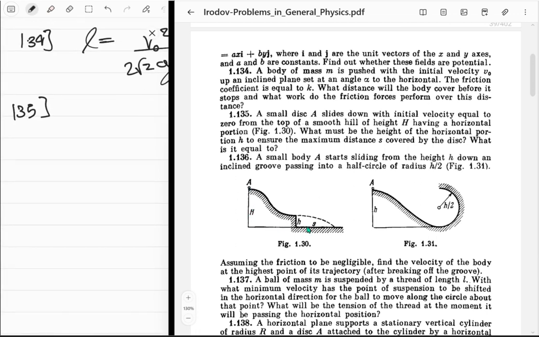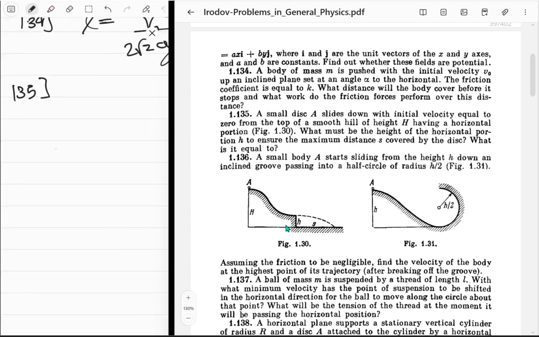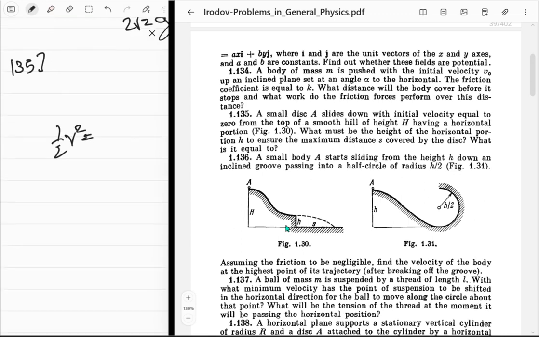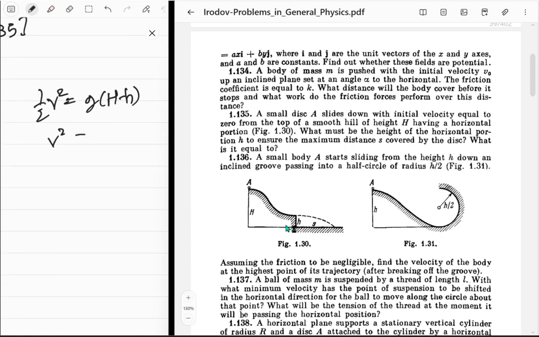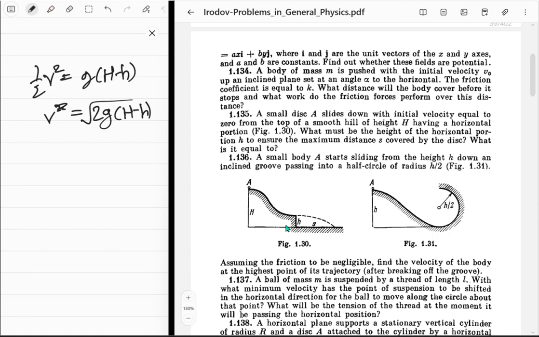So when it goes down by H minus h, what kind of velocity does it gain? It just gains half m v squared equal to mg times H minus h. So half v squared is equal to g times capital H minus small h. So its initial velocity, which was completely in the horizontal direction, by the way, is just the square root of 2g into H minus h. Okay, what is the time required for it to fall down?